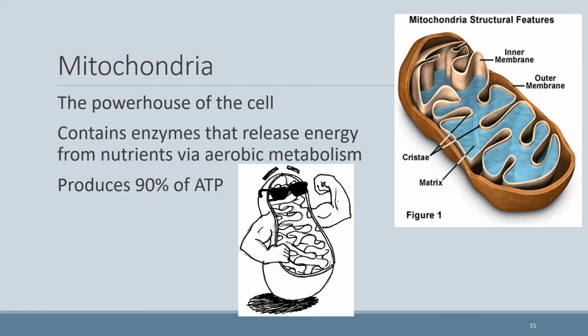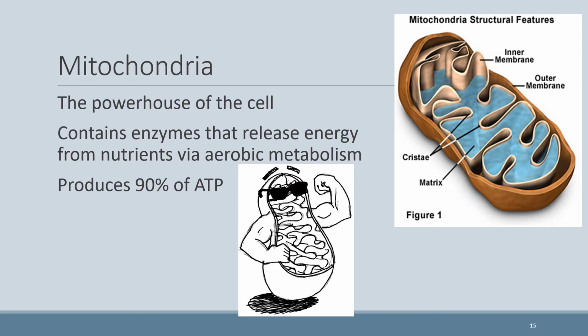The mitochondria is sometimes called the powerhouse of the cell. It contains enzymes that release energy from nutrients via aerobic metabolism. And if something is aerobic in nature, we know that this is going to rely on oxygen in order for it to be completed. The mitochondria actually produces 90% of ATP, which is the energy currency that we use in our bodies. So it produces like 90% of the energy that we're going to actually have or use.